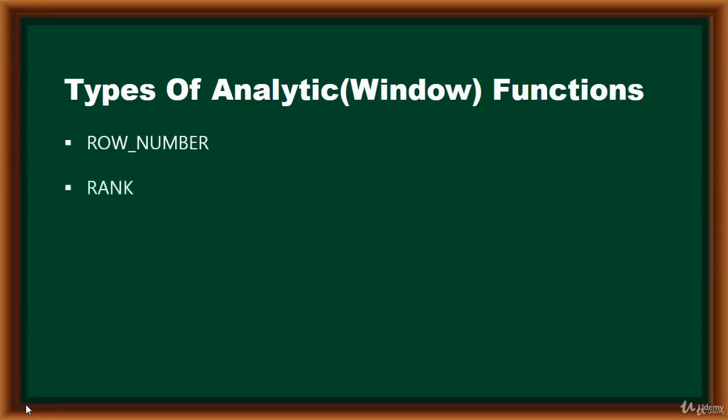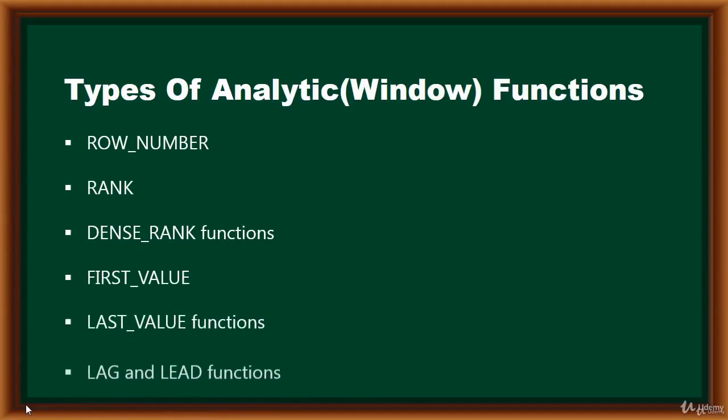So let's take a look at some common window or analytic functions. We'll be covering each of them in separate lectures. I just want to highlight them here. So we've got the row number, we've got the rank, we've got the dense rank, the first value, the last value, and then we've got the lag and the lead functions. So we'll be covering them in separate lectures.